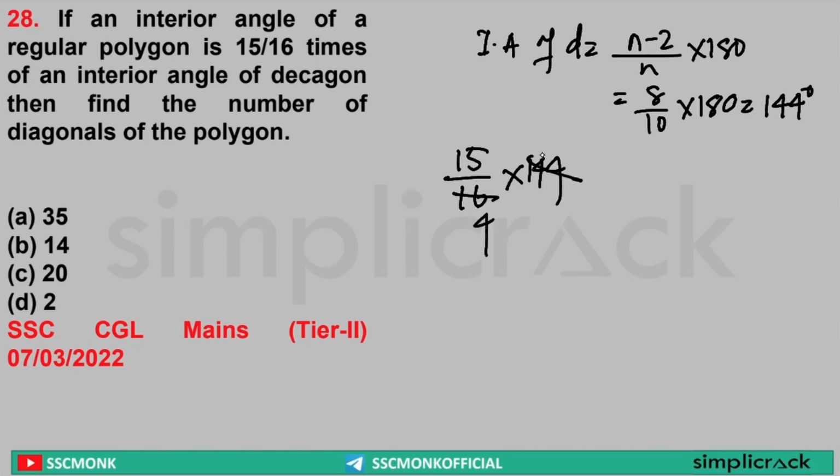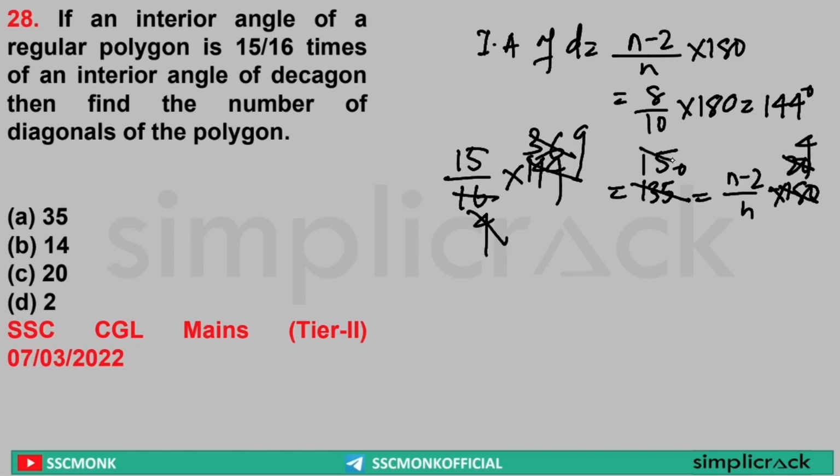4 4s are 16, 4 3s are 12, 4 6s are 24, 4 9s are 36, or you can directly cross out 16; 9 16s are 144. So 15 into 9 is equal to 135 degree. Now 135 degree is equal to what? (n minus 2) by n into 180. Now see, 9 1s are 9, 9 5s are 45, 5 4s are 20, 5 3s are 15. Now 3n is equal to 4n minus 8, or I can write n is equal to 8. That means this is an octagon.